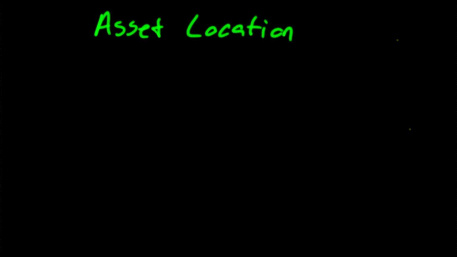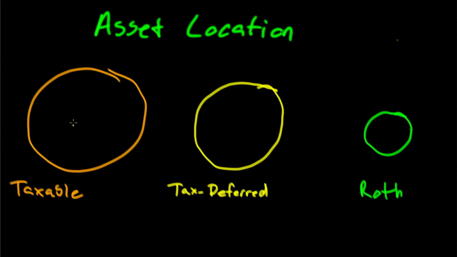So, in order to understand asset location, we need to take a step back and get some basics about the different types of investment accounts and then the different types of investment taxes associated with them. So, let's start with the types of accounts. In general, there are sort of three broad types of investment accounts.